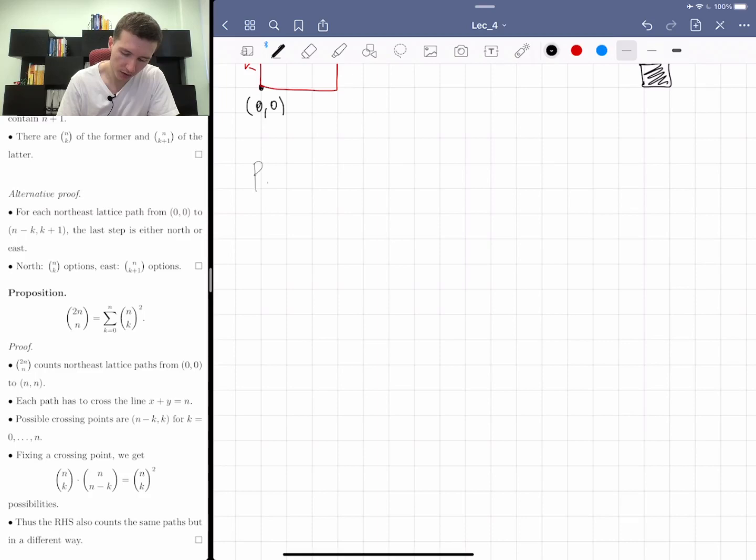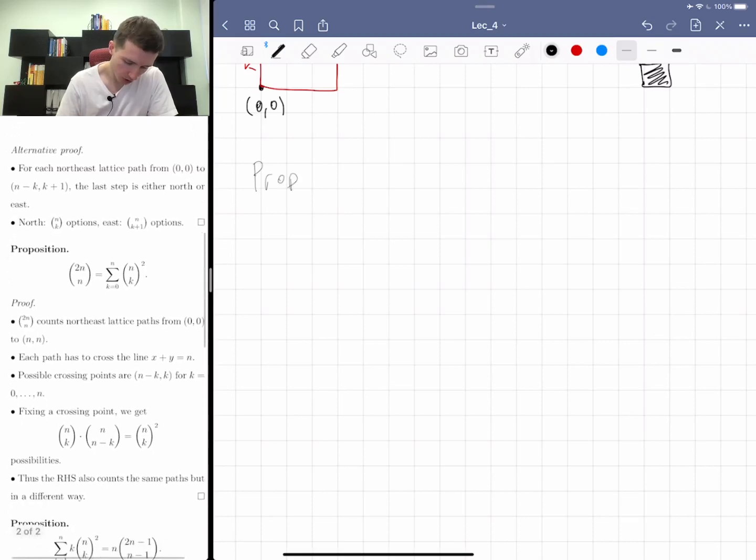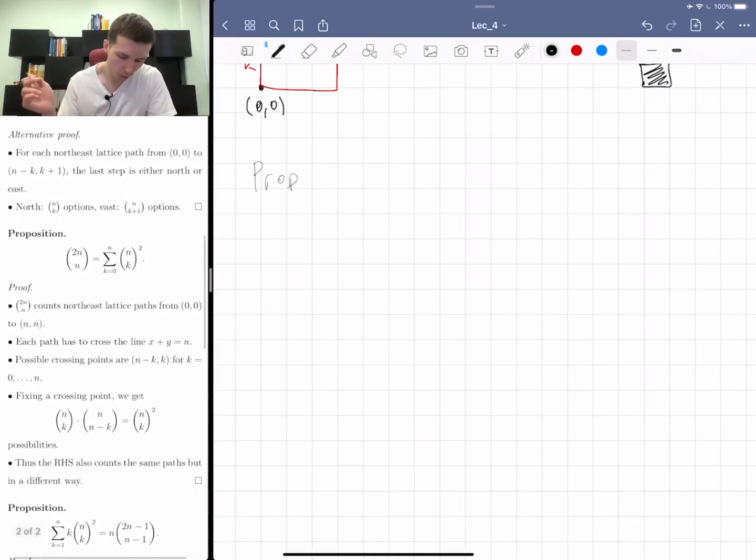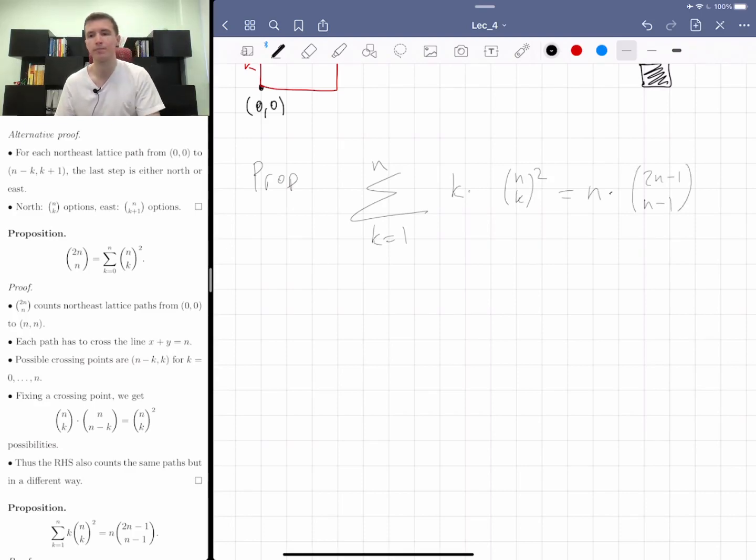So here is another proposition, which is some other weird binomial coefficients identity. The sum over k from 1 up to n of k times n choose k squared is equal to n times 2n minus 1 choose n minus 1. I'm not even going to attempt to try an example. Maybe I'll try an example.